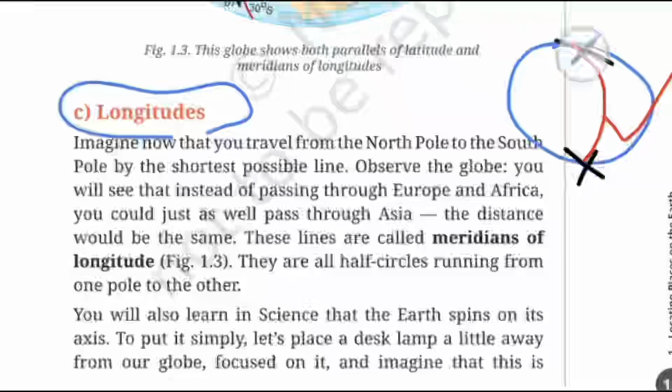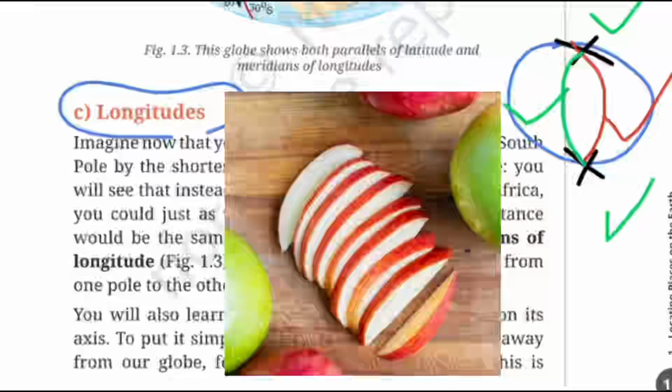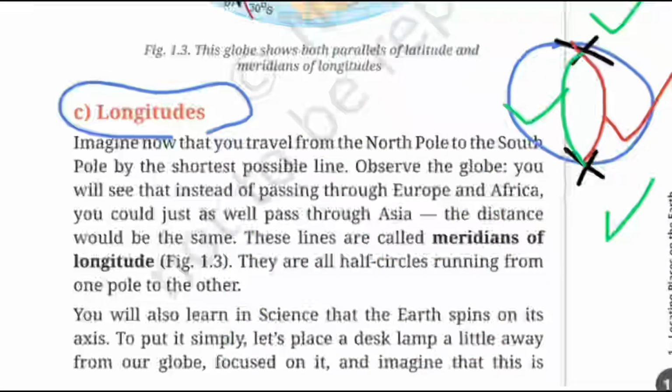Then I will draw another one. This one also connects the north and south pole, this is another longitude. So all these longitudes will be equal. Why? Because just assume you are taking an apple and cutting from top to bottom. This is the top, this is the bottom. Every cut will be of the same distance, isn't it? Just assume that particular apple is a perfect sphere. In that case every cut will be of equal length. So the north and south pole distance that you cover while cutting will be equal. In that manner every longitude will be equal.